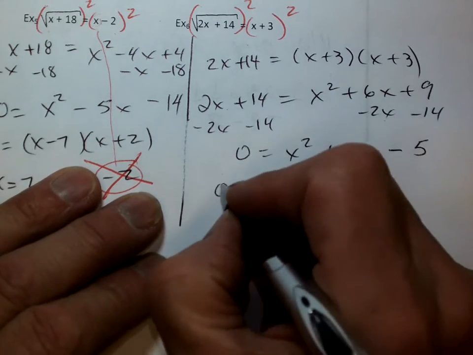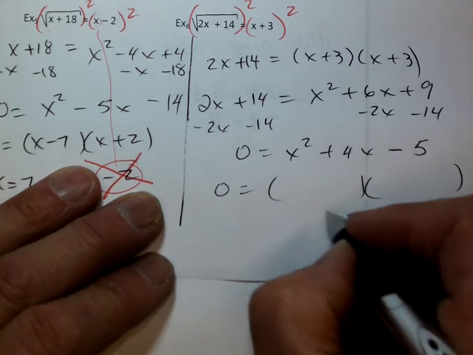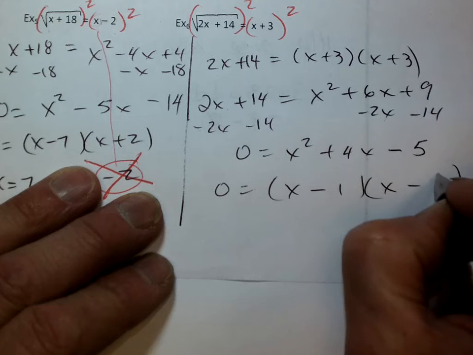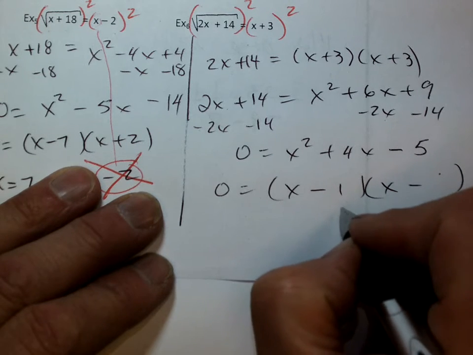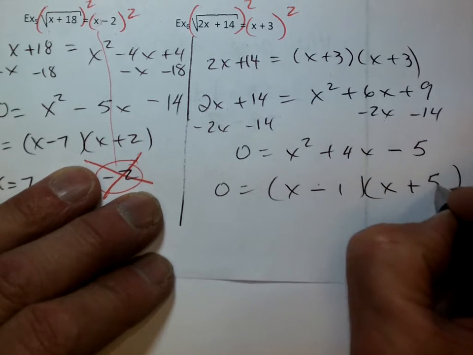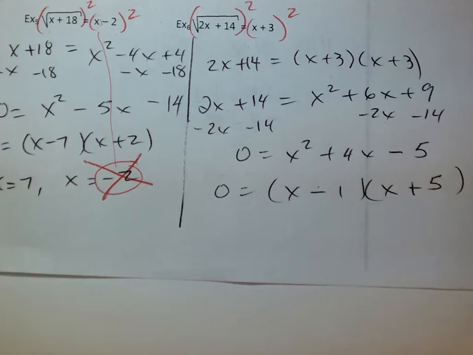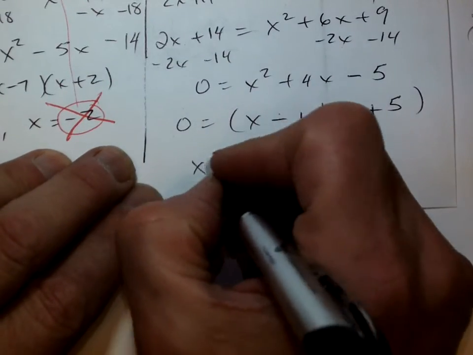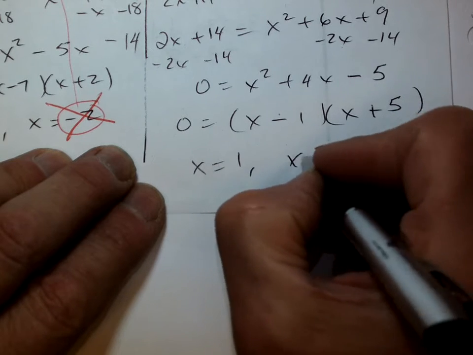Okay. Factor. Minus 1, minus 5. No, I'm minus. I want to go positive. Minus 1, positive 5. There we go. I got it. Okay. So then x is going to equal positive 1, or x is going to equal negative 5.